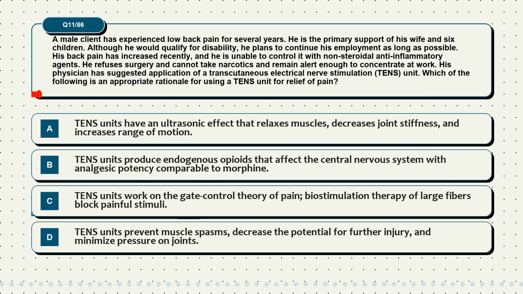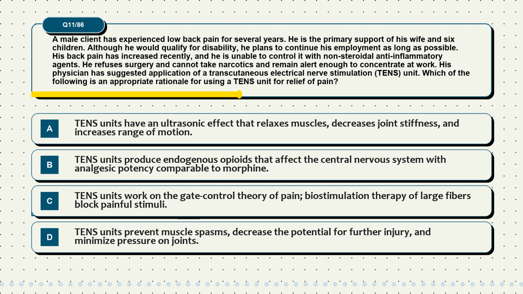Question 11. A male client has experienced low back pain for several years. He is the primary support of his wife and 6 children. Although he would qualify for disability, he plans to continue his employment as long as possible. His back pain has increased recently, and he is unable to control it with non-steroidal anti-inflammatory agents. He refuses surgery and cannot take narcotics and remain alert enough to concentrate at work. His physician has suggested application of a transcutaneous electrical nerve stimulation (TENS) unit.